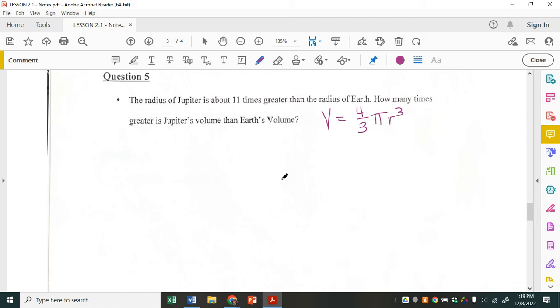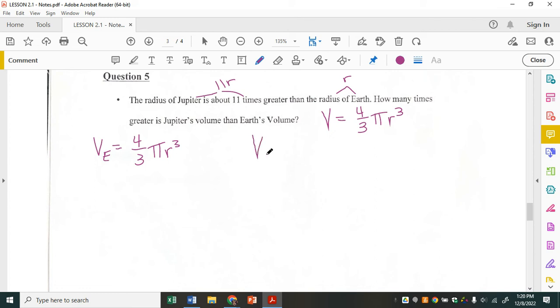It says the radius of Jupiter is 11 times greater than the radius of Earth. So let's call the radius of Earth r. How would I represent the radius of Jupiter? In regards to r. 11r, right? 11 times r. You would think it would be J. So, if I find the volume of Earth, it's just this formula here, 4/3 pi r cubed, because the radius of Earth is just r.